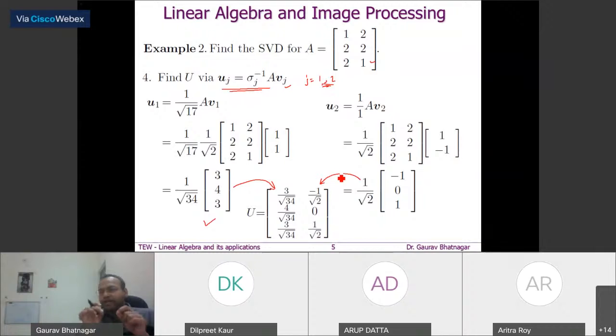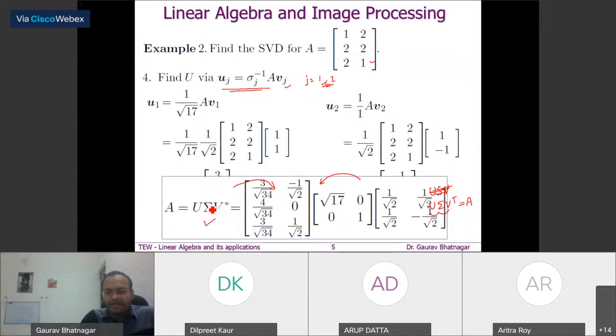Now I only need to check when I multiply these three matrices in the form of U sigma V transpose, whether I am going to get A or not. If I am going to get A, then this factorization is perfect. So now you can easily verify that when you multiply these matrices in a certain form, you are going to get your given matrix A, and hence the SVD of matrix A is given by this U. This is my U, this is my sigma, and this is going to be V transpose.